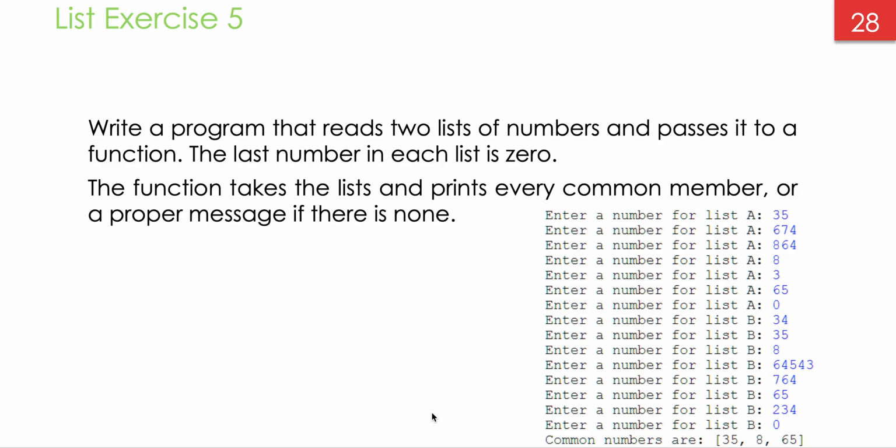If there is no common number in those two lists, the function needs to print a message that there are no common numbers. For example, this is the main program, asks for list A, the last number is 0, and then it asks for list B, last number again 0, and then this is the result of the function that finds the common numbers, for example, 35 in list A, also in list B, 8 in list A, and in list B, and so on.